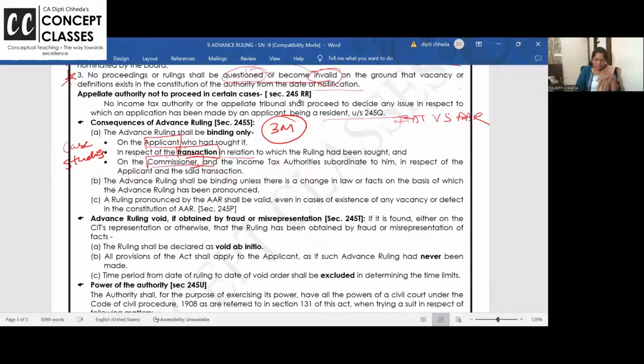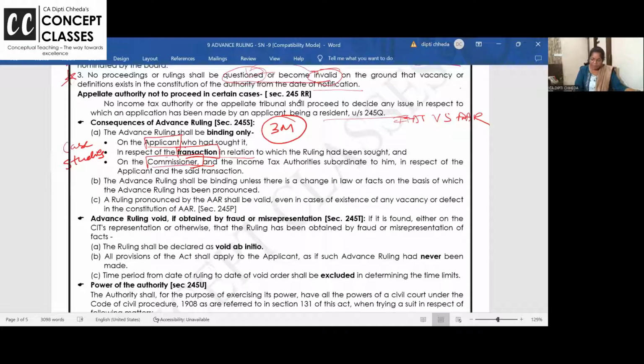Earlier it was completely binding. But now the rule is, if you disagree with the advance ruling, you have a chance to go and fight an appeal in the High Court. Only for a question of law, not question of fact. First you tell me, is it clear? What is the final consequence when within 6 months they have given the advance ruling? It will be binding on the applicant, for the transaction, and on the commissioner.